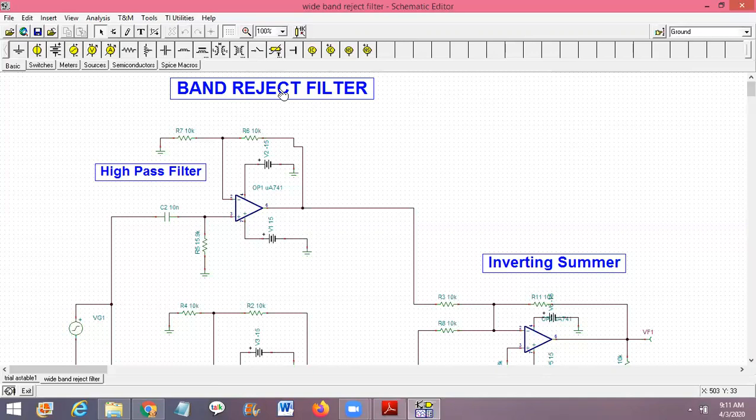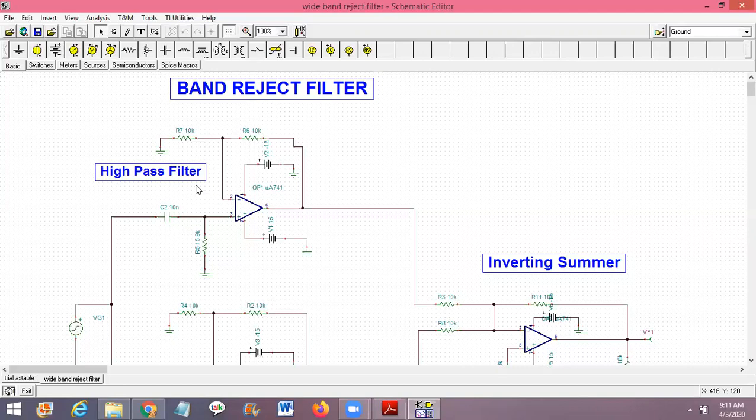Okay. So how to summarize this? Basically, a band reject filter is a filter which can reject a certain band of frequencies. For example, from 1 kilohertz to 10 kilohertz, it can reject that range, and the rest of the frequencies are allowed.